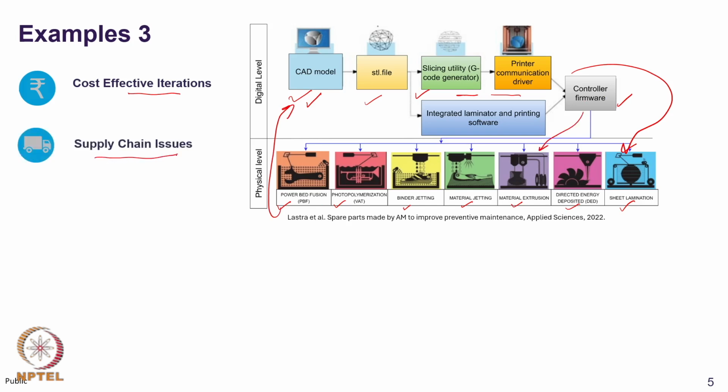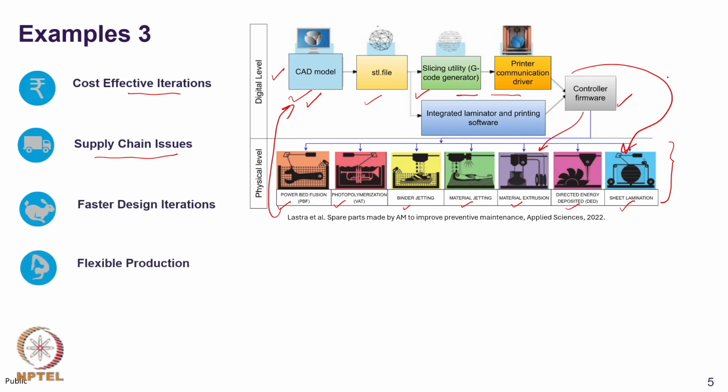It also gets rid of supply chain issues because we need only the raw material which is needed for making that particular part. We do not need to have a large inventory of the finally made parts. As soon as we make parts, we can supply them to the end user. We can do faster design iterations as explained earlier. Additive manufacturing also offers flexible production because raw material, the design, or the method of printing can be changed very quickly as we need them.